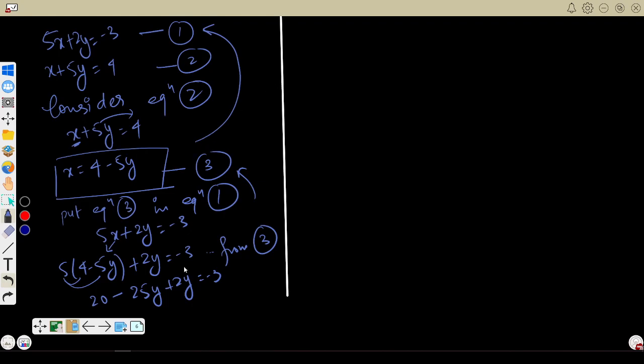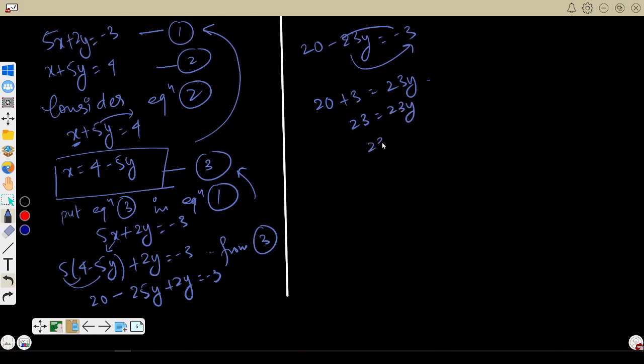Solving this further, 20 minus 25 plus 2y, this will be minus 23y is equal to minus 3. Now shift this minus 23y on the right hand side and shift this minus 3 on the left hand side. So the equation will be 20 plus 3 is equal to 23y. This is 23 is equal to 23y. So which means 23 divided by 23 is equal to y, which is y is equal to 1.